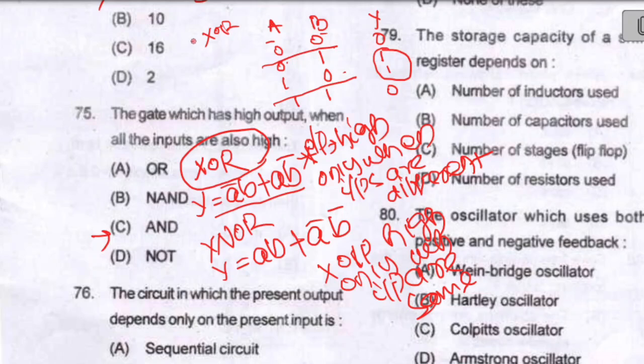For exclusive NOR gate, when 0 0 the output will be 1, for 0 1 the output is 0, for 1 0 the output is 0, and for 1 1 the output is 1. When these inputs are same, output will be high.